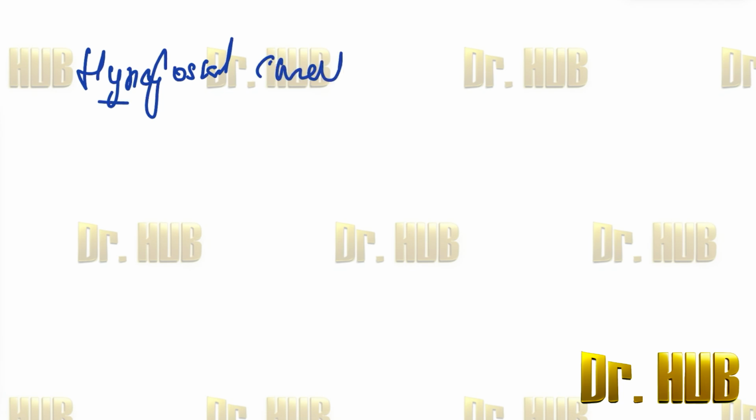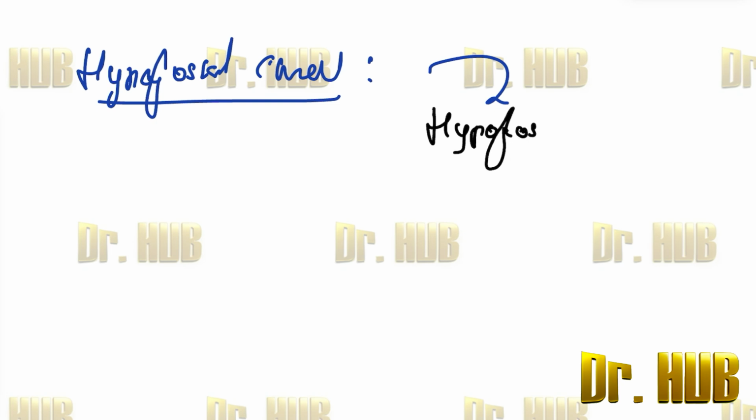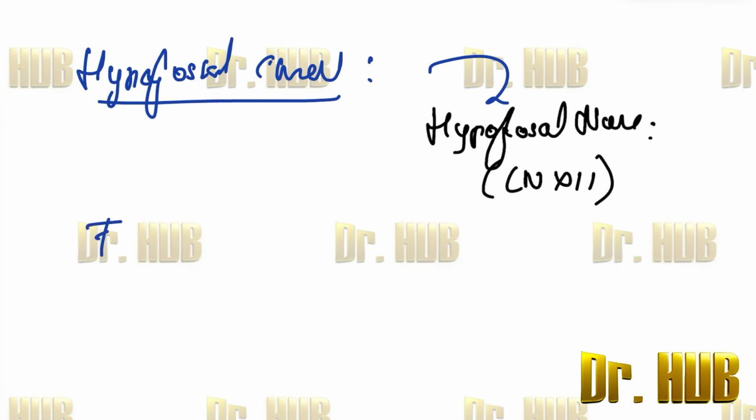Next we move on to the hypoglossal canal. Under this hypoglossal canal, there is the hypoglossal nerve. That is nothing but the cranial nerve 12. Next is the foramen magnum.